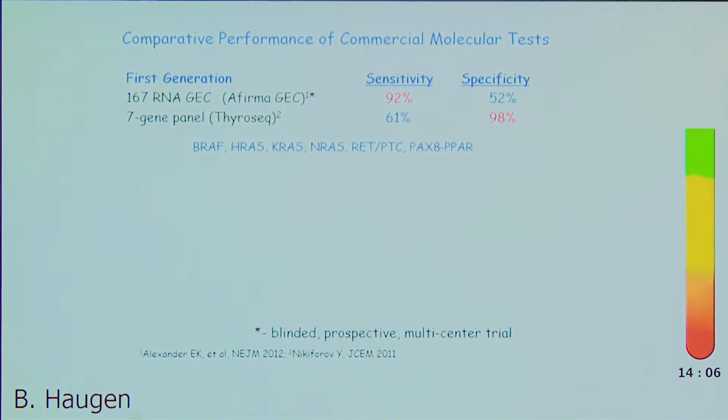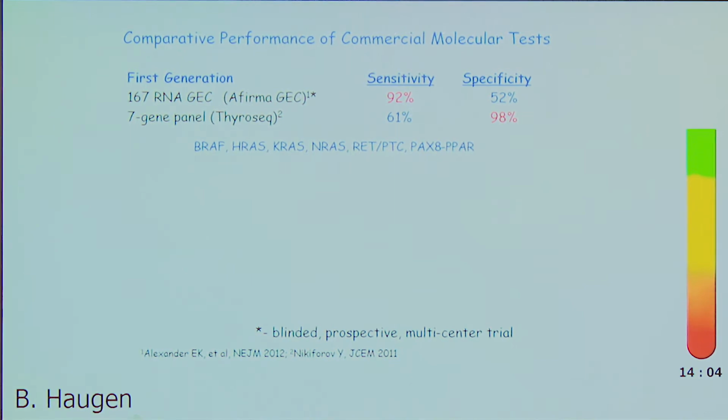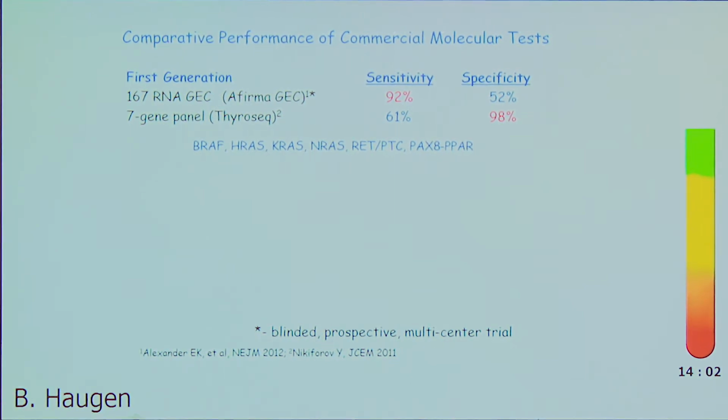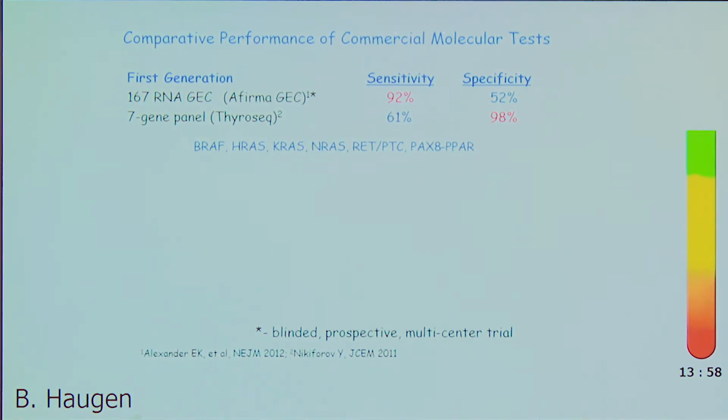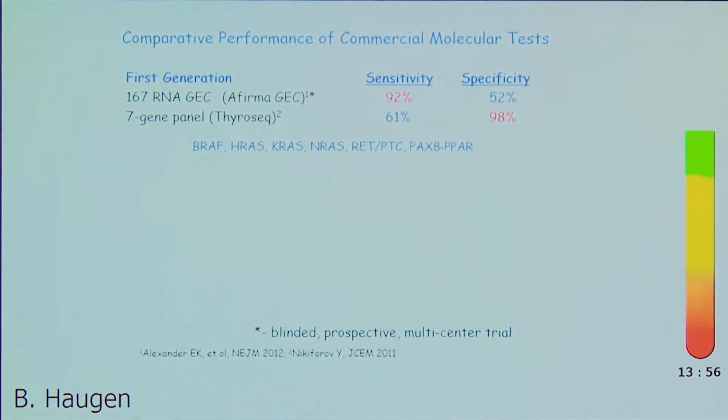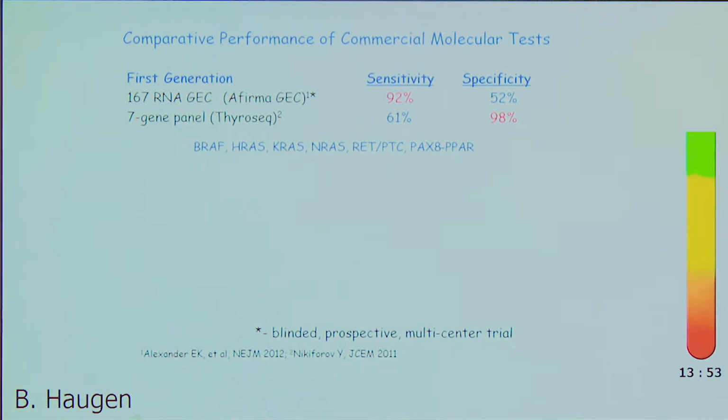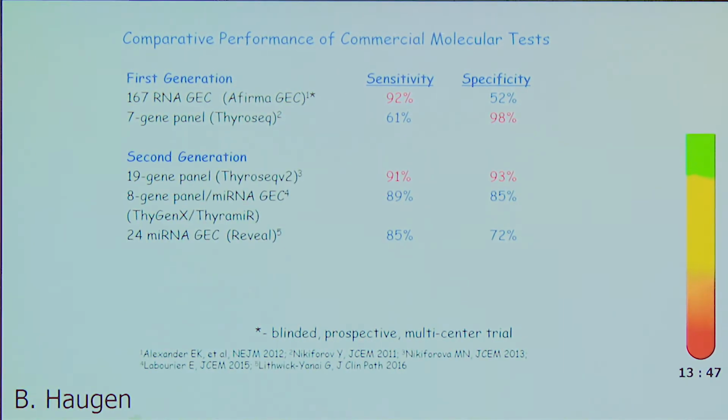And so this is the early Afirma GEC sensitivity and specificity, and the 7-gene panel ThyroSeq, and you see the genes down there. The GEC had a high sensitivity and not such a good specificity. The 7-gene panel had a very good specificity and not such a high sensitivity. So that led to what I would call the second generation of tests.